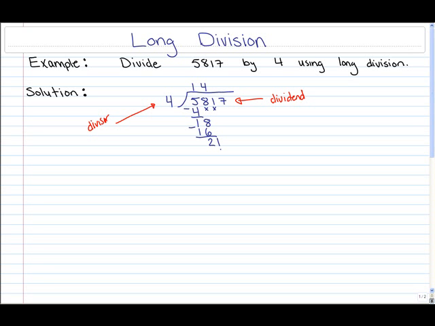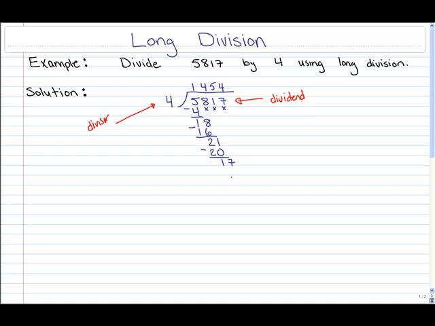So 4 can go into 21 5 times evenly. We bring the 5 up above the 1 in the dividend. 5 times 4 gives us 20. We subtract these two numbers. 21 minus 20 gives us 1, and we keep repeating this process, so we're now going to bring the 7 in the dividend down. 4 can go into 17 evenly 4 times.